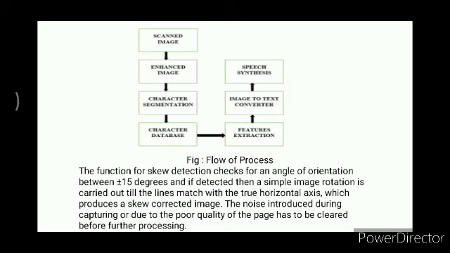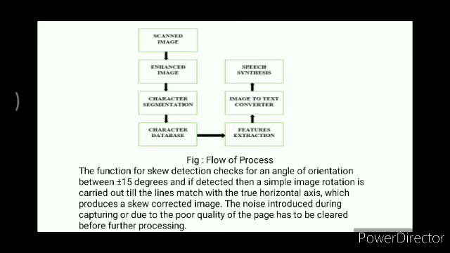Here is a schematic of the flow process. First, the image is scanned, then enhanced image, character segmentation, character database, feature extraction, image to text conversion, and last is speech synthesis. The function for detection checks for an angle of orientation between plus or minus 15 degrees, and if detected, then a simple image rotation is carried out till the lines match with the true horizontal axis, which produces a skew corrected image.